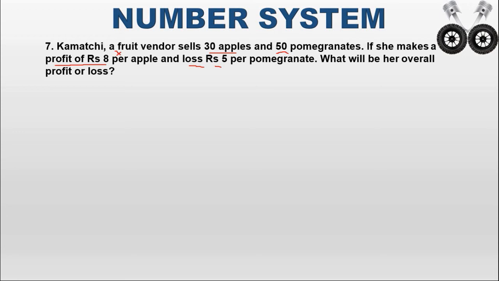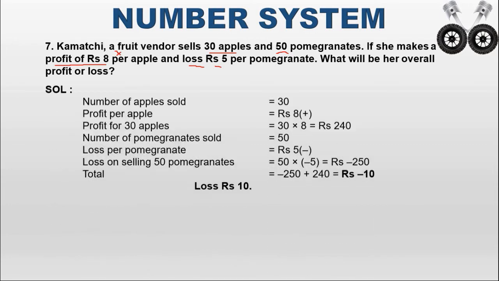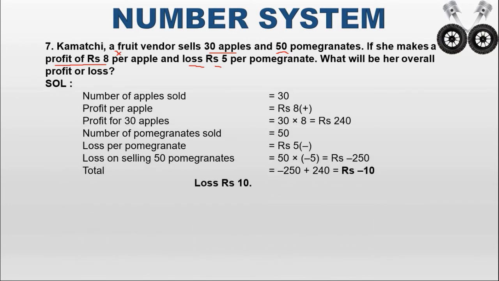So we have to find the total. How many apples and pomegranates did he sell? The total we have to find, and we have to say whether the sale is a profit or loss. Number of apples sold: he sold 30 apples with a profit of rupees 8 per apple. So that means the profit on 30 apples is 30 into 8. So we get the value as rupees 240.